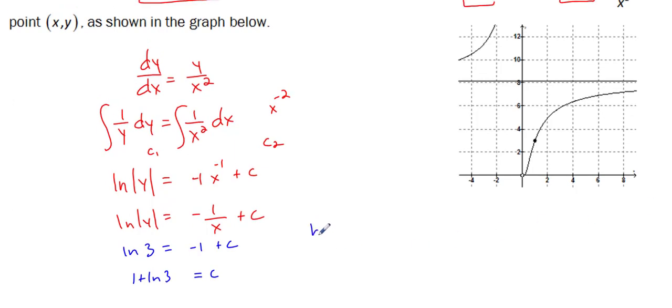Okay, natural log absolute value y equals negative 1 over x plus 1 plus natural log of 3. Now what? We gotta solve for y. What do you do next, do you think?